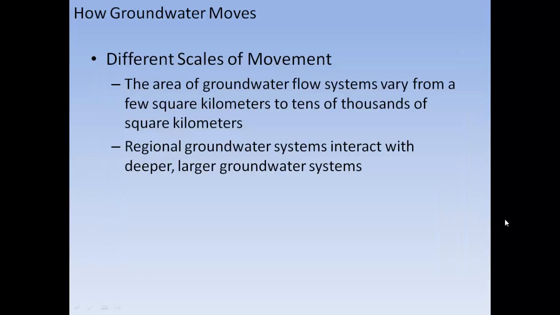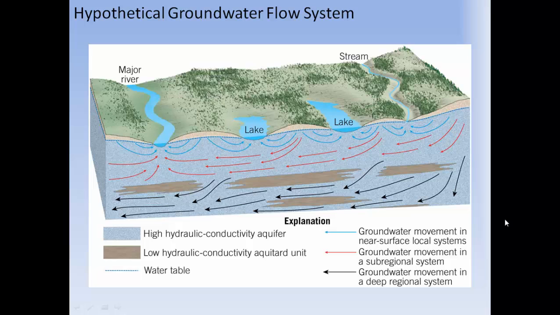Different scales of movement. The area of groundwater flow systems varies from a few square kilometers to tens of thousands of square kilometers. Regional groundwater systems interact with deeper, larger groundwater systems. So here we have a groundwater flow system.